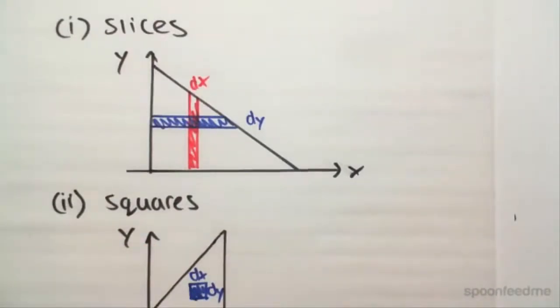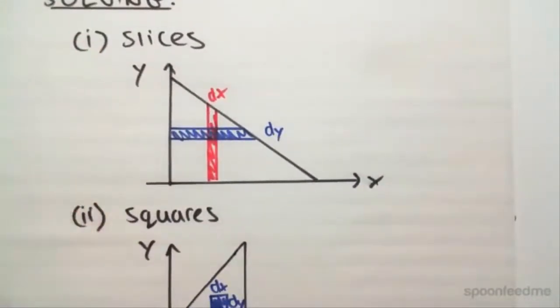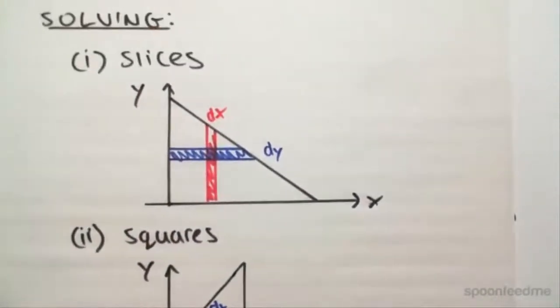If you've got a simple shape, like a square or a rectangle, using slices or squares as a method, both will work out fine. They're very simple. When you get to triangles, though, which is a bit more complicated, you want to choose your method very carefully. And this is how you know how to do it.